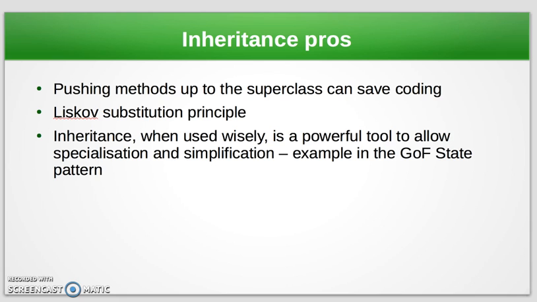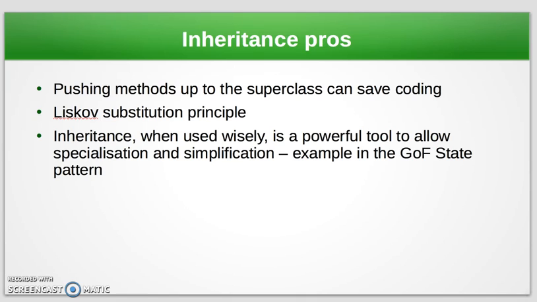So, what's good about inheritance? Well, we can inherit methods from superclasses. So we get the opportunity to push the methods up into the superclass, so it can save coding sometimes. We've got the Liskov substitution principle, which essentially says that if you have a class that requires another class to work, then you can substitute any of the subclasses of that second class. And they'll be substituted okay, and it works properly.